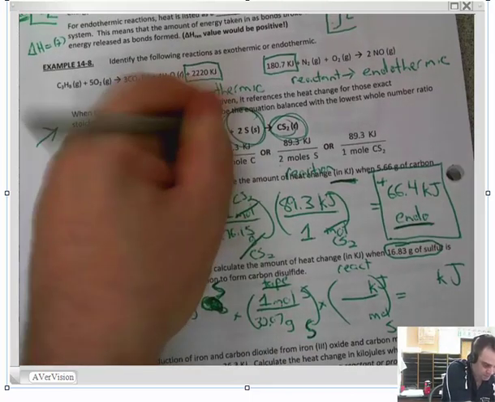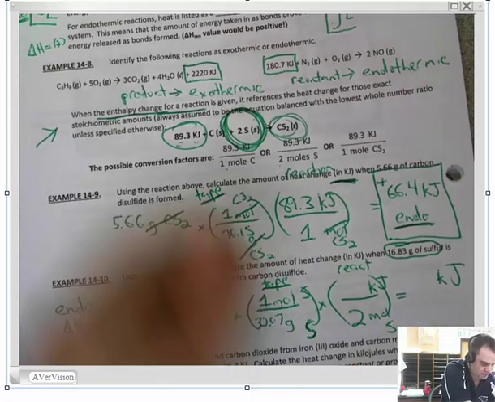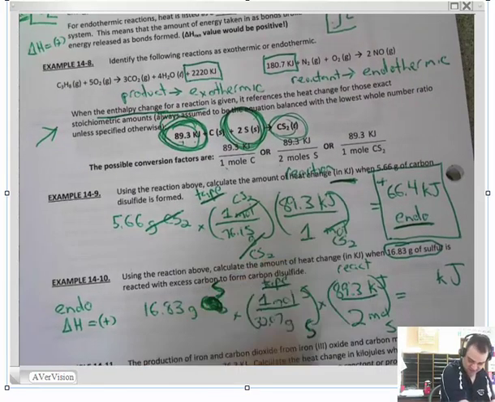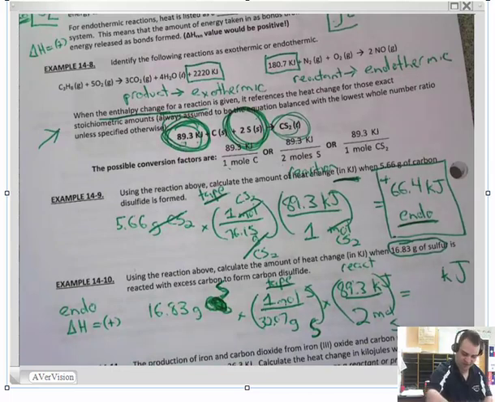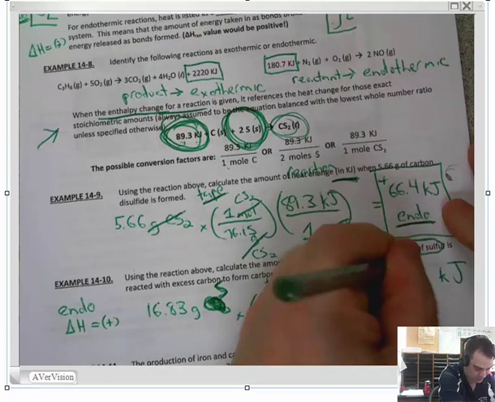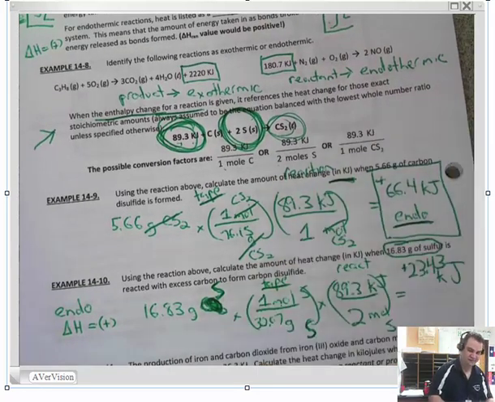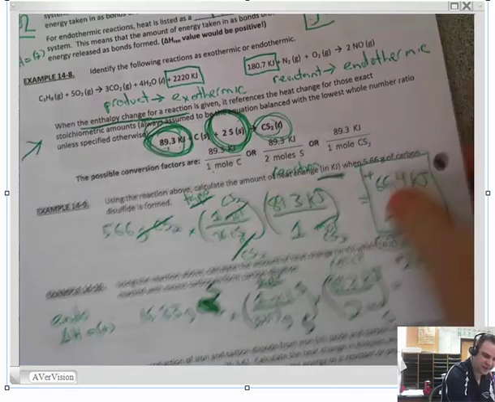Reaction says 2 moles of sulfur. Wham, wham, wham, wham. 89.3 kJs. And if I was to round this answer for sig figs, because I didn't do that in my notes, I get positive 23.43 kJs. Easily done. Let's check out the next problem.